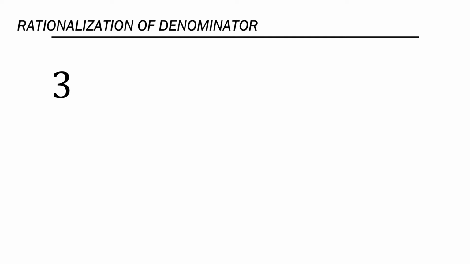So, in this, meron tayong 3. Ano yung number na pwede nating i-multiply sa 3 para magiging perfect square? So, if we multiply 3 by 3, we will have 9. So, 9 is a perfect square, right? So, importante ito mamaya. So, meron tayong 3. So, minultiply natin sa 3. Nagkaroon tayo ng perfect square na number.